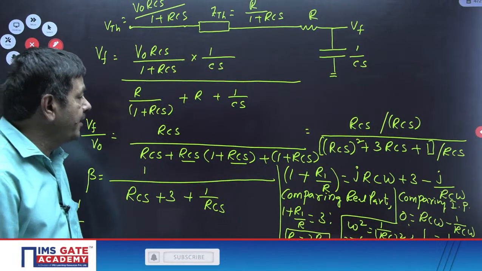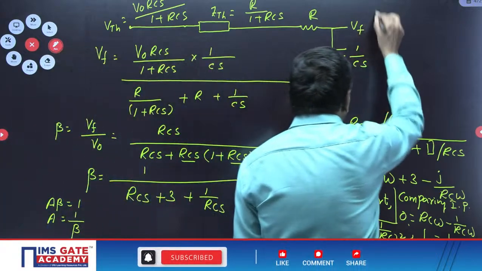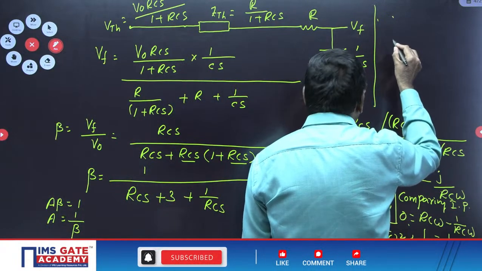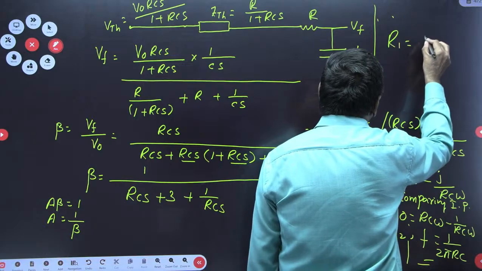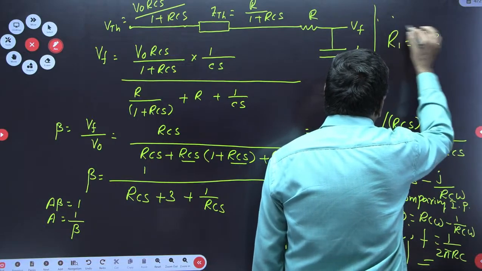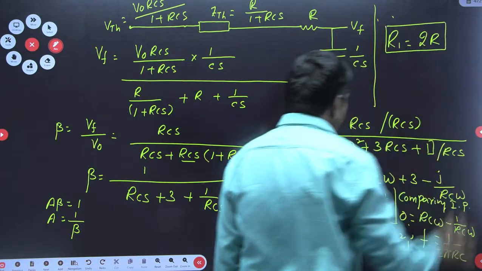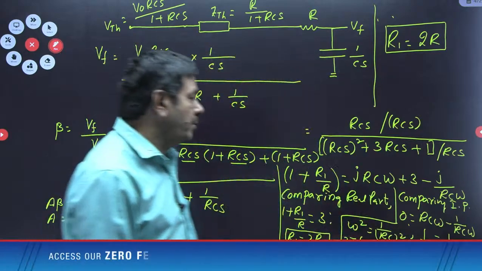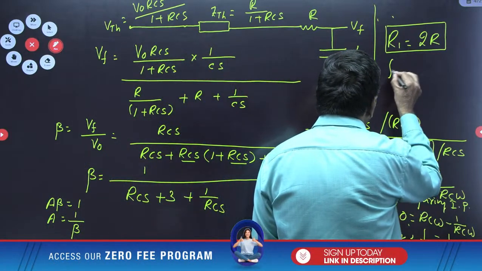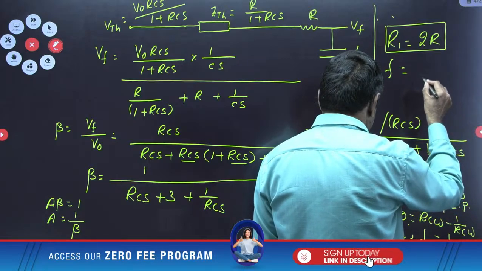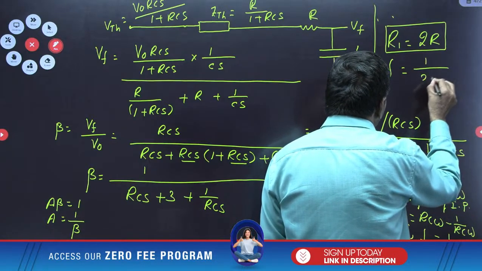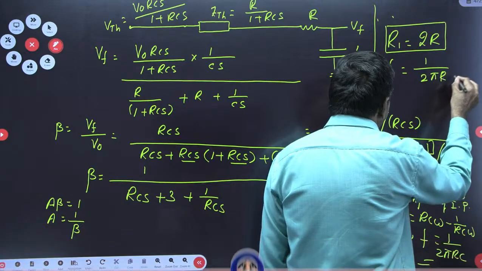The final answer we are getting here is R1 equal to 2R, and frequency f equal to 1 by 2 pi RC.